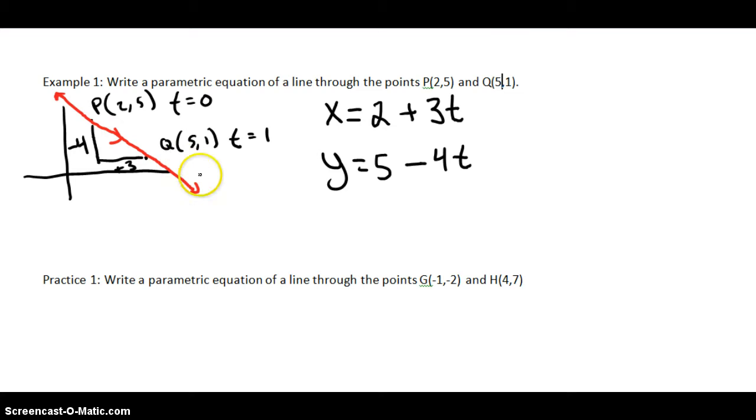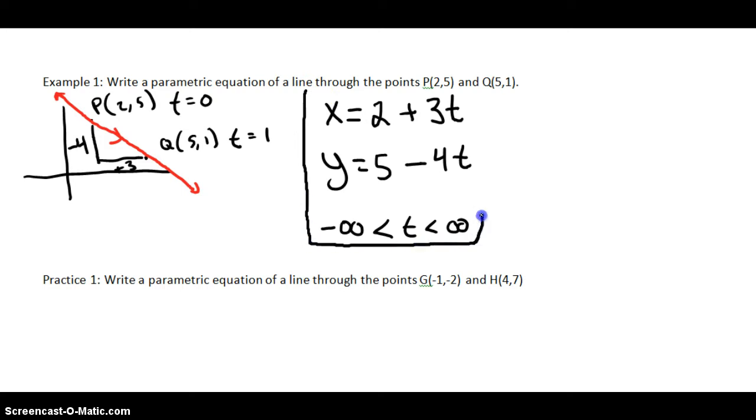Now how do we make sure the line goes forever in both directions? Well, we write the restriction of t from negative infinity to infinity. And so we'll get that whole line. These three pieces in combination make up the answer. Remember, for a parametric equation you need 3 pieces: an x equals, a y equals, and a restriction on t.